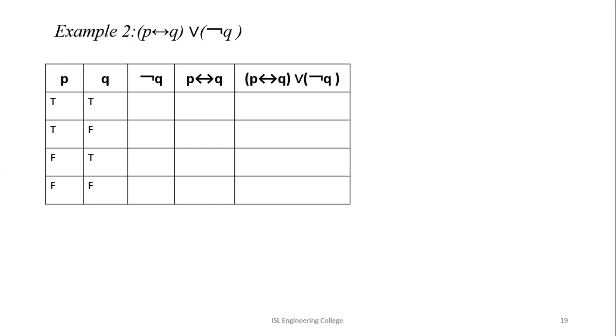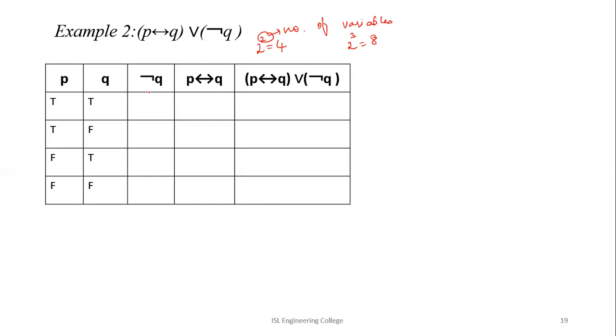I have already created the columns for the truth table and also filled the P and Q values, which are common. One thing that you're supposed to remember is that if you have two variables, you will have 2 square, that is 4 rows. So this power indicates the number of variables. If you have 3 variables, you will have 8 rows. In the earlier example, we have seen it with 3 variables. Now we just have only 2.